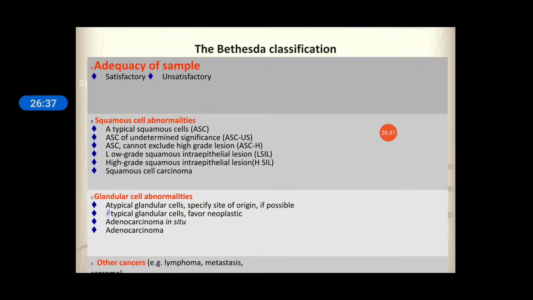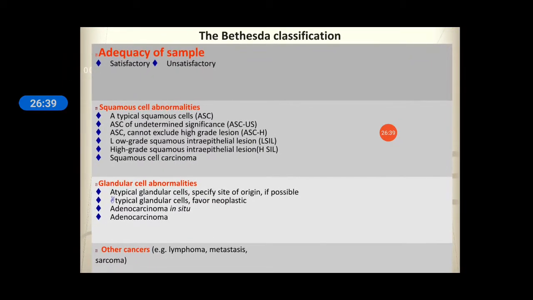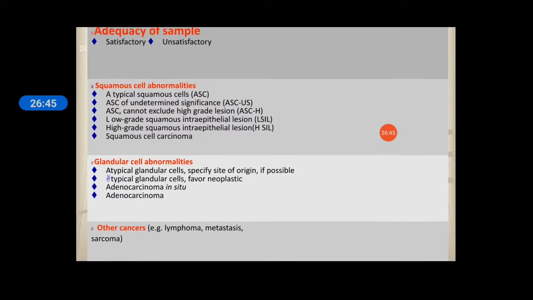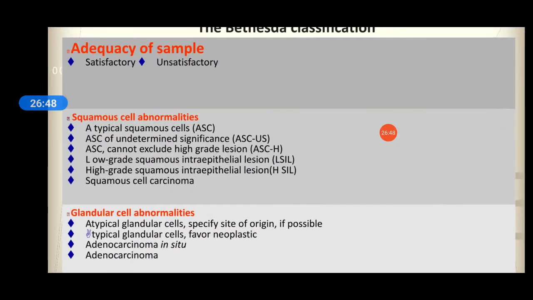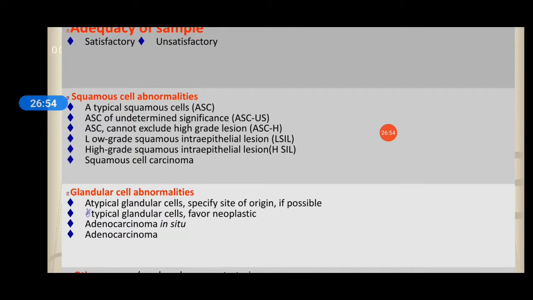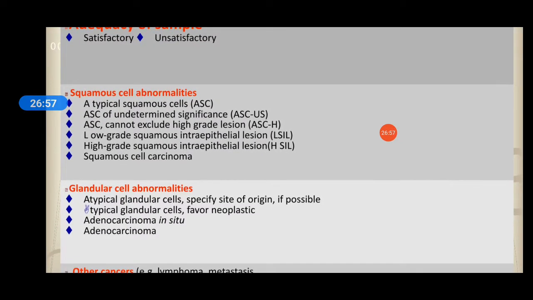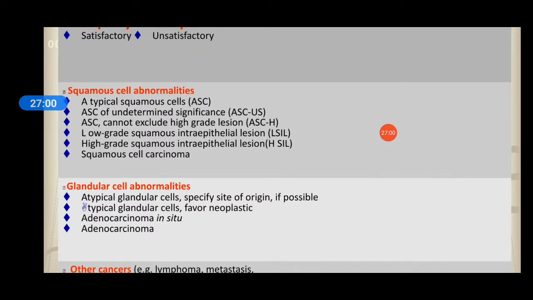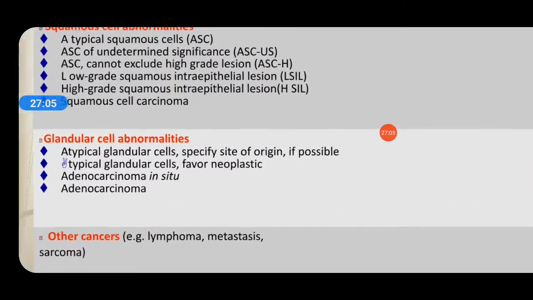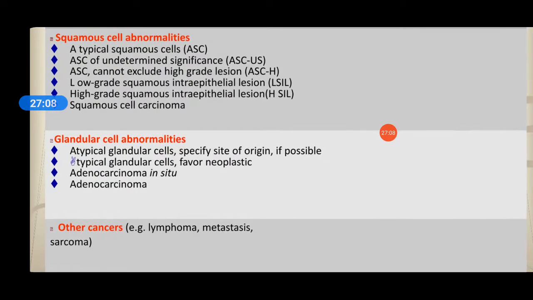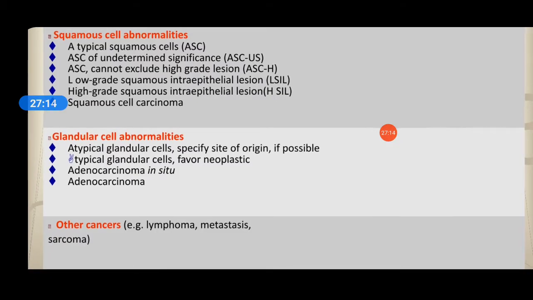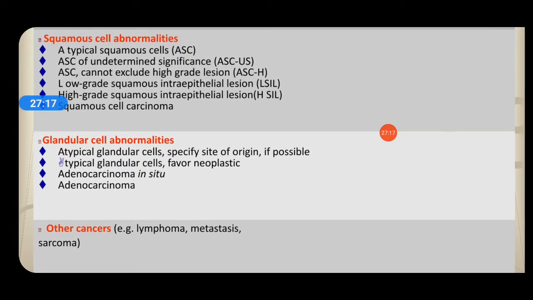So next is about the Bethesda classification. Adequacy of sample, satisfactory or unsatisfactory. Then results will be squamous cell abnormalities, glandular cell abnormalities, or other cancers. In the squamous cell, atypical squamous cells of undetermined significance. ASC-H cannot exclude high grade lesion, low grade squamous intraepithelial lesion, high grade squamous intraepithelial lesion, squamous cell carcinoma. Glandular cell abnormalities include atypical glandular cells, specify site of origin if possible. Atypical glandular cells favor neoplastic, adenocarcinoma in situ, adenocarcinoma. Other cancers include lymphoma, metastasis, sarcoma, etc.